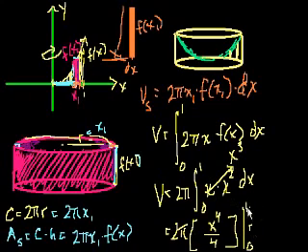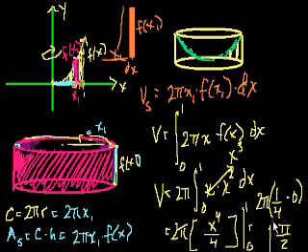Well, that equals 2 pi times, well, 1 to the fourth is 1, so 1/4. And then minus 0. So it's 2 pi times 1/4. So that's pi over 2. Pi over 2. That's the volume when you rotate it around the y-axis.